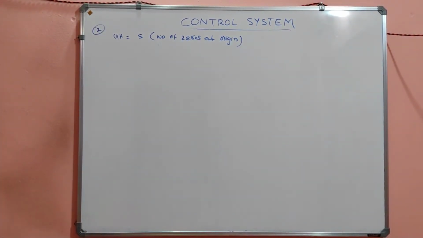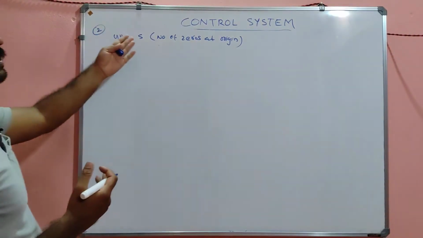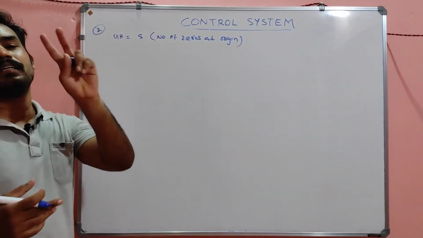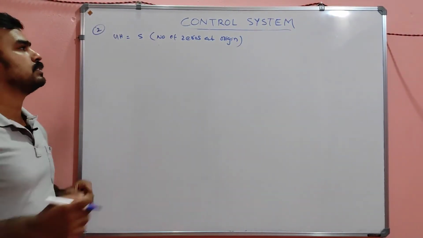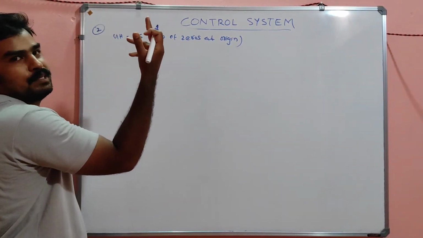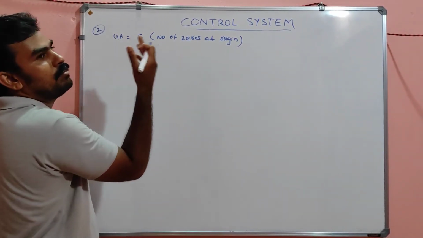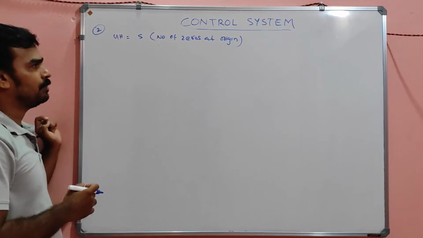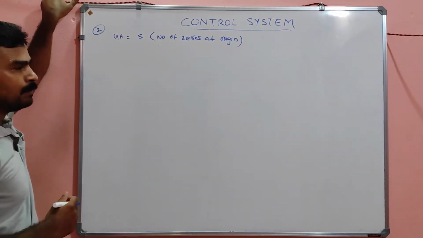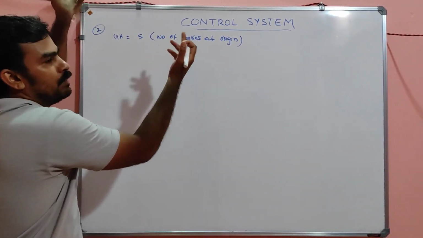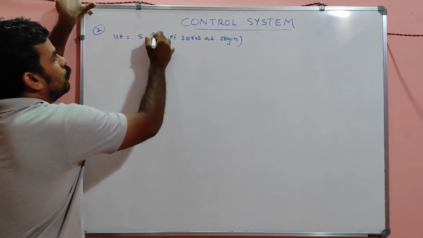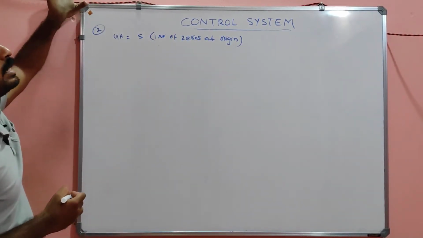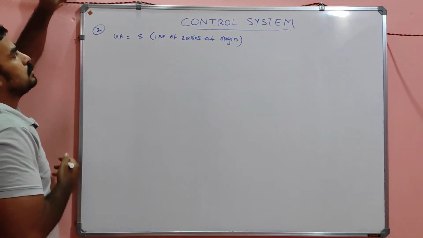That is called S. So S raised to 1 means there is one zero at the origin. Suppose S raised to 2 means 2 zeros. So generally the numerator will represent the number of zeros at the origin. Am I right? So now simply you can say one zero at the origin. Okay, my dear. So let's continue.